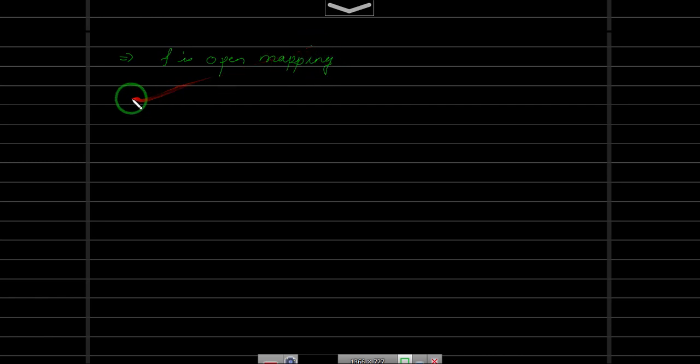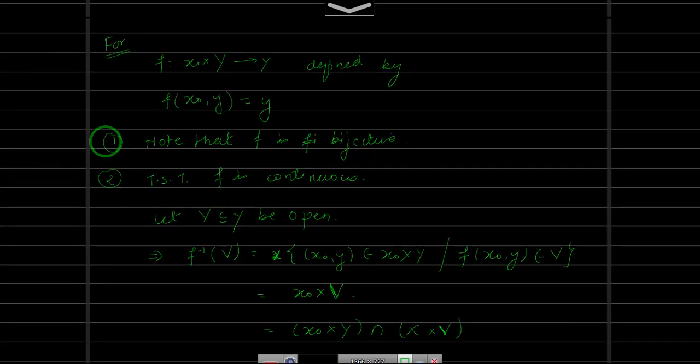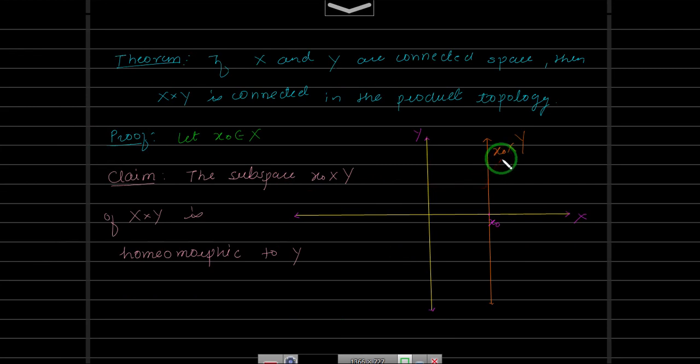Okay, so we have proved that F is bijective, F is continuous, F is an open mapping, and hence F is a homeomorphism. So F is a homeomorphism from where to where? F is a homeomorphism from X naught cross Y to Y, right? So since Y is connected, this implies this X naught cross Y is also connected.